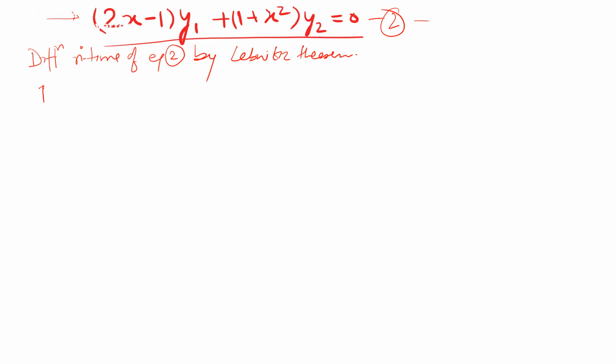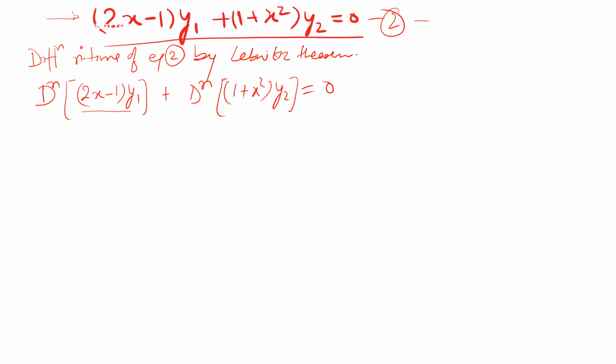So we write the nth derivative of (2x minus 1) y1 and the nth derivative of (1 plus x square) y2 is equal to 0. Now we have to take the nth derivative of that function. Here you see this is a product of two functions, (2x minus 1) into y1, and similarly this one is also a product of two functions, (1 plus x square) into y2.